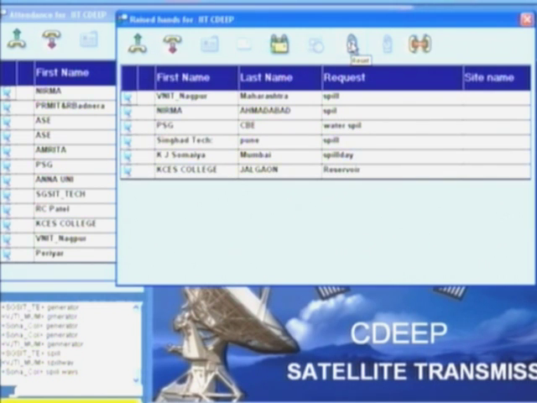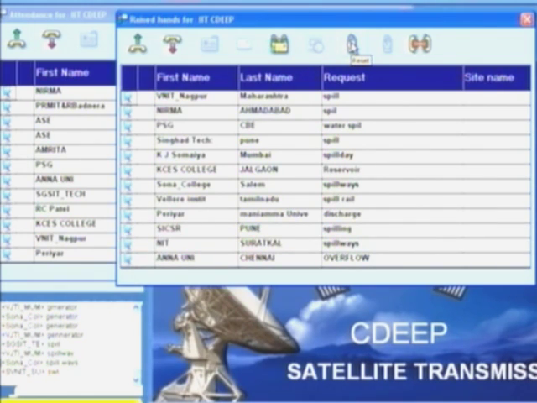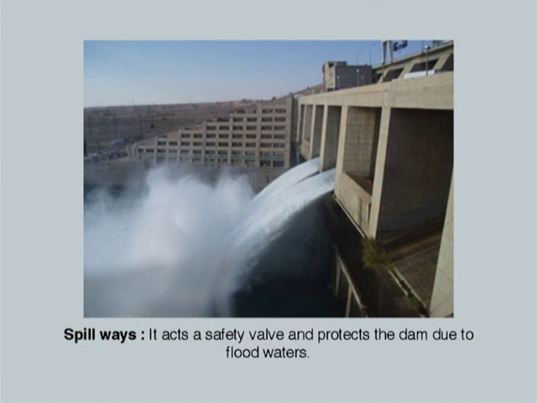What does this picture give you an idea about the hydroelectric power plant that we have discussed in the class? Yes, VNIT Nagpur gets it first, so does Nirma, PSG, Simhagat, KJ Somaya, Vellore, Periyar, Anna University. Yes, it is spillways, which act as a safety valve and protect the dam from flood waters. That's spillway.